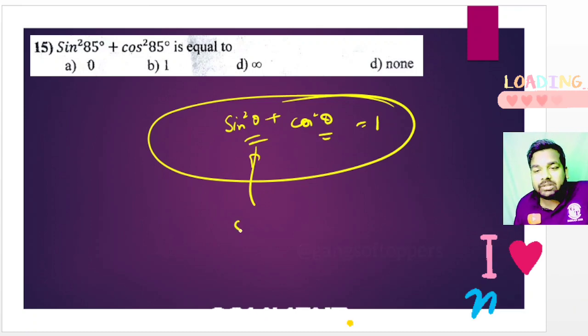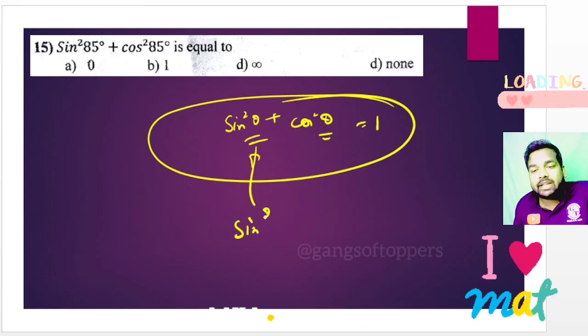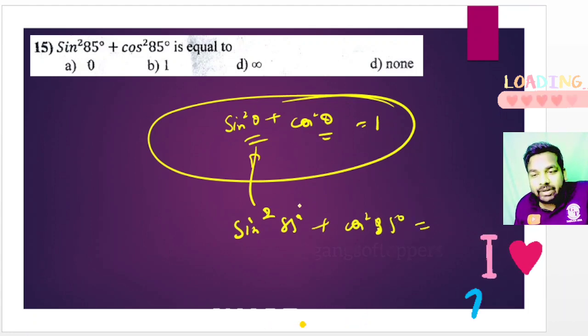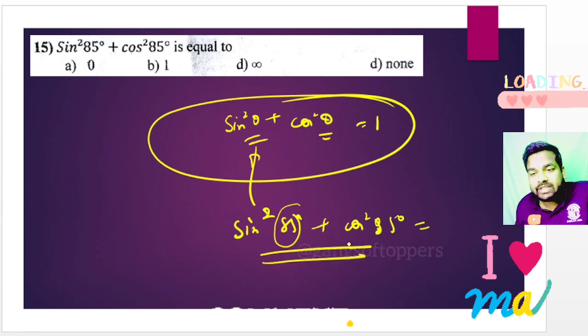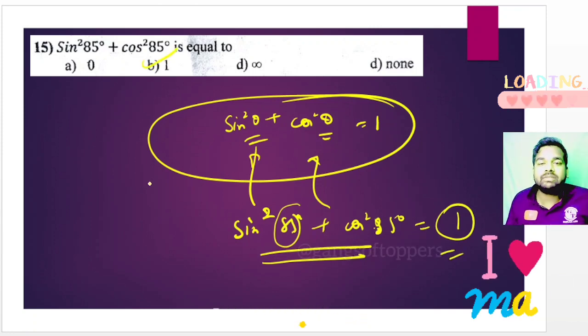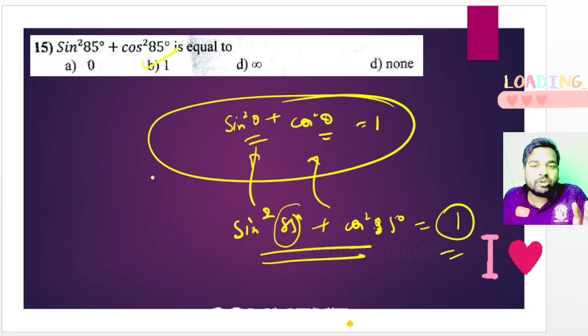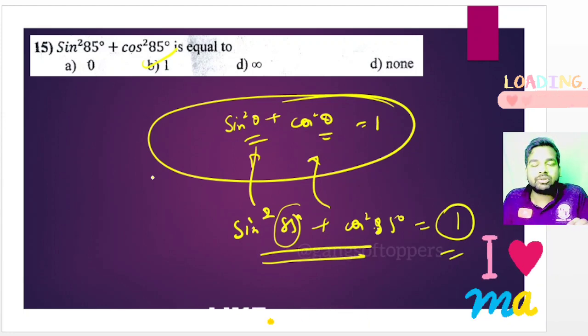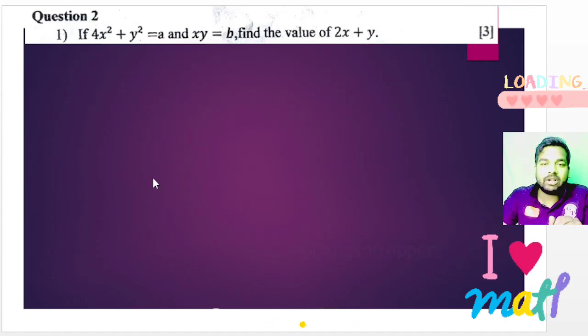So here the question is sin square 85 degree plus cos square 85 degree. Just compare this question with this formula, sin square theta plus cos square theta, it is going to become 1. So the answer here is 1. I think this is the MCQ section, and all the MCQ questions I have explained very well. Please go through once if you did not get the concept.